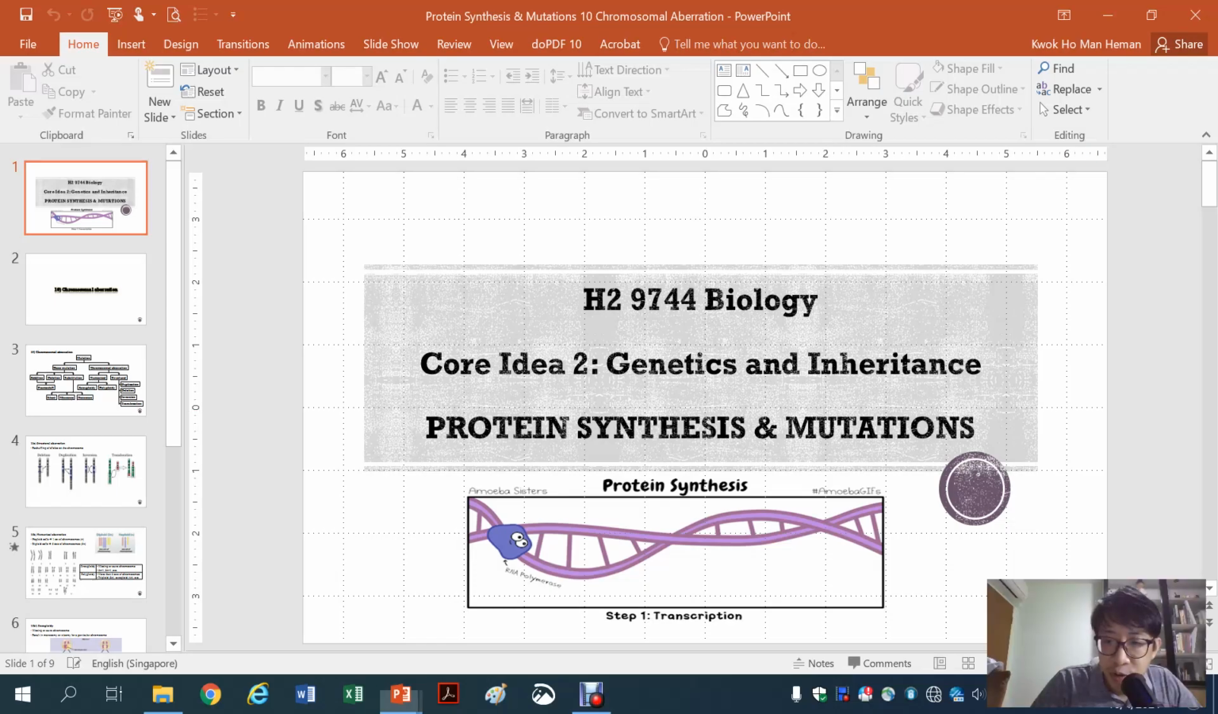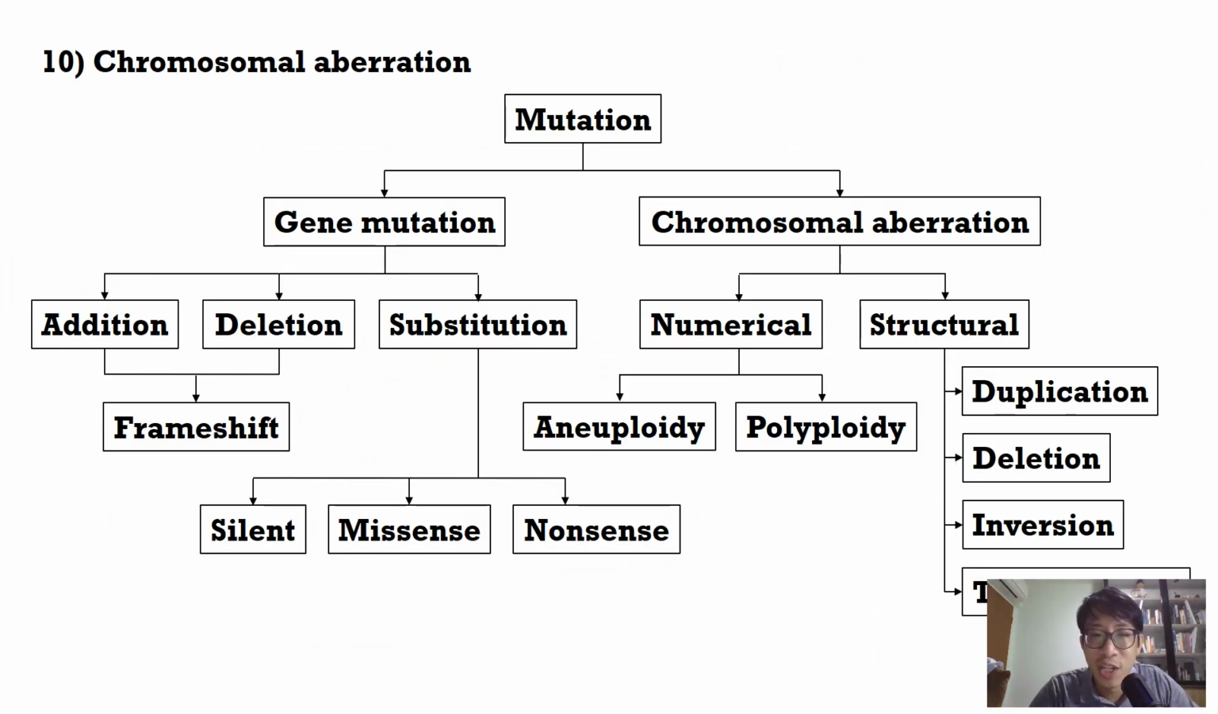Okay, next we will be looking at another kind of mutation known as a chromosomal aberration. This is not a mutation to the gene sequence itself. It is a mutation to the chromosome structure or number. Remember that chromosomes are made of DNA sequence, right? So changing the chromosome would still change the DNA sequence and therefore cause mutations or affect protein production as well. So both gene mutation and chromosomal aberration are mutations, just different kinds of mutations.